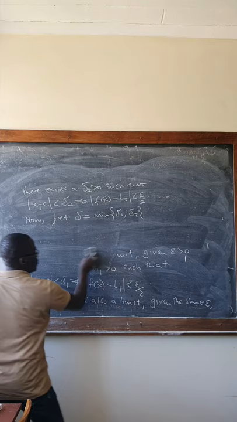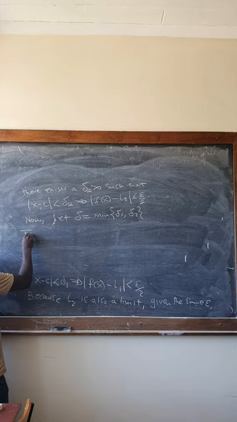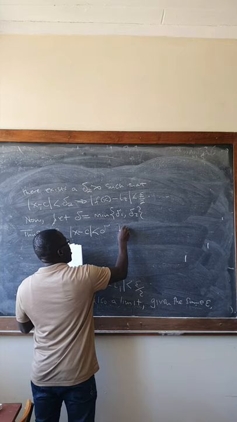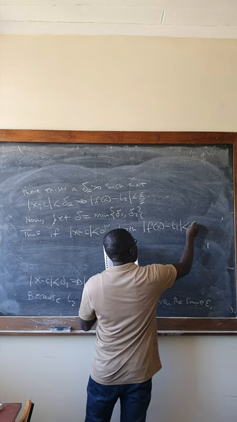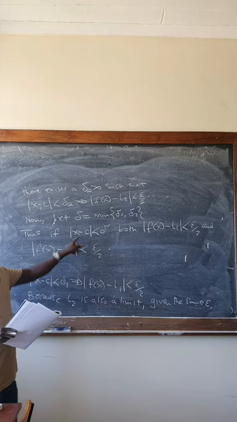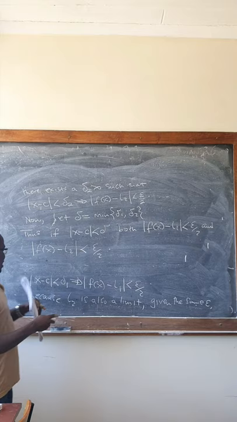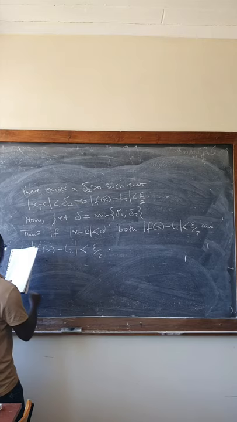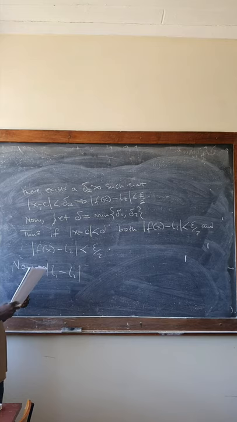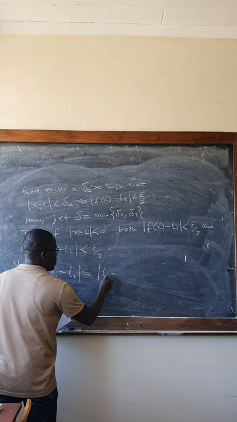And therefore we say, thus, if x minus c is less than delta, both f of x minus L1 is less than epsilon over 2 and f of x minus L2 is also less than epsilon over 2. So it means that this delta actually makes these two hold simultaneously. And now, what does this imply? Now, what is the difference between L1 and L2? Because we have to show that L1 is equal to L2. This can actually be written as L1 minus f of x plus f of x minus L2.